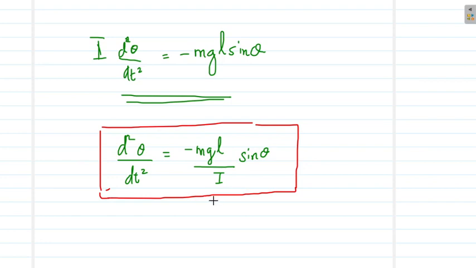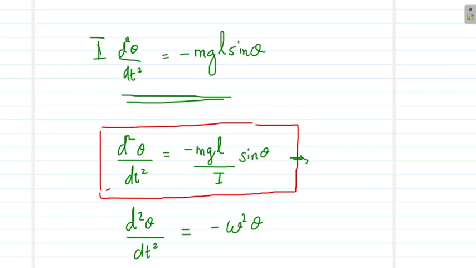Now this equation is very similar to the equation of oscillation, the general equation of simple harmonic motion. Now let us write that. In the case of angular motion, it is given by d square theta by dt square equal to minus omega square theta. So here we have a sine theta factor here.